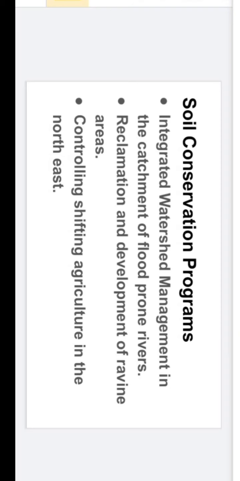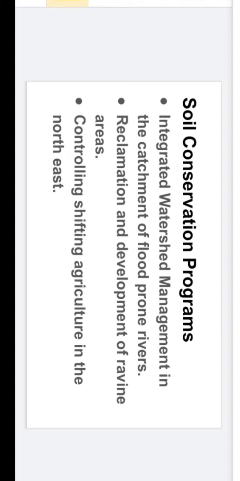Now there are various soil conservation programs by the government also. Integrated watershed management in the catchment areas of the flood-prone rivers. So this is what is done by the government, and in this way they are trying to conserve the soil. Then reclamation and development of the ravine areas of Madhya Pradesh, UP and Rajasthan. They are trying to reclaim the ravine areas which are infertile and barren by planting more and more trees there. So this is how they are trying to conserve the soil.